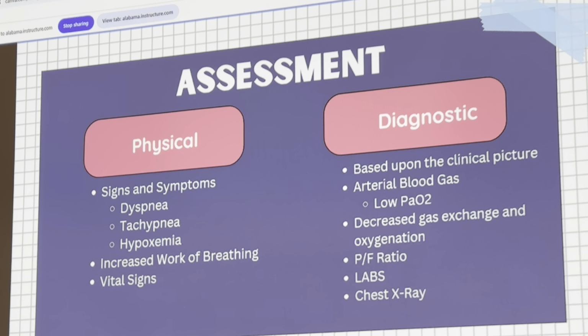Any thoughts on the PF ratio? What it can mean? No. All right. What?